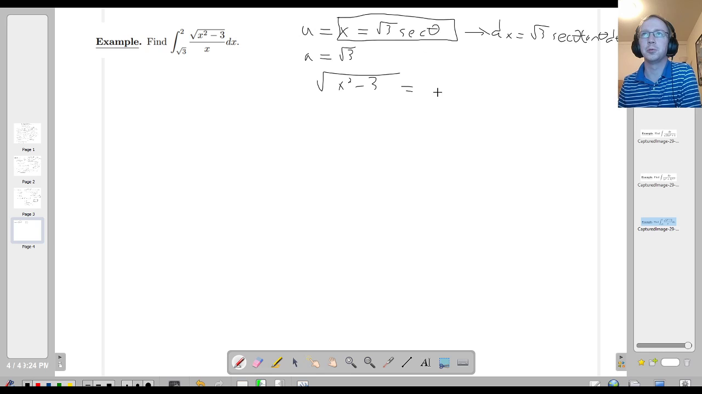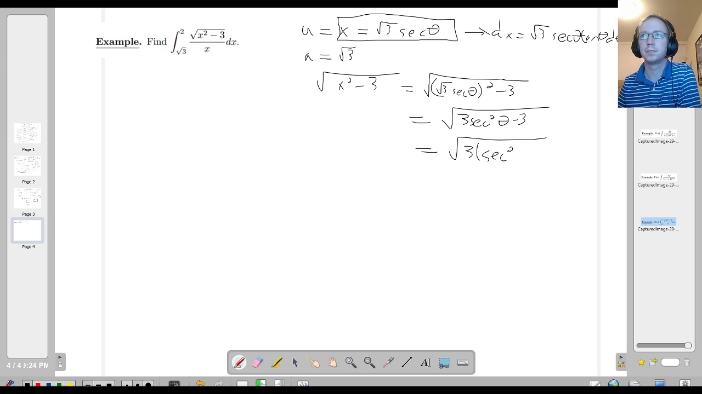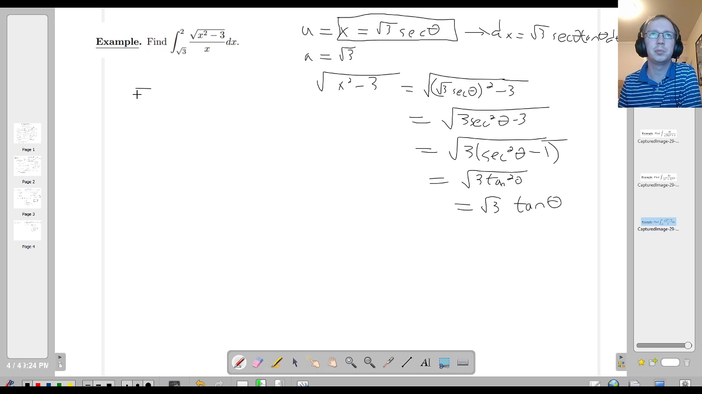If x is root 3 secant theta, then x squared is root 3 secant theta squared. So in other words, I'm going to get 3 secant squared theta minus 3. Well, let me factor out a 3 here. Secant squared theta minus 1 is just tangent squared theta. Okay, so I can rewrite this whole expression as just root 3 times tangent theta. Okay, so as usual, it came out to something decently nice. I now have all 3 components, so I'm going to plug them in here.